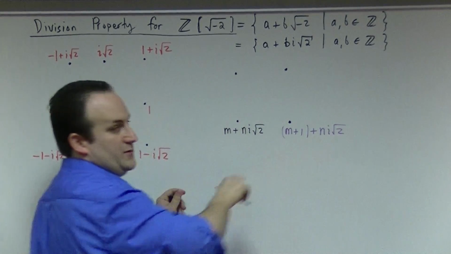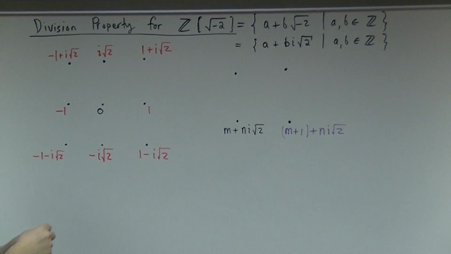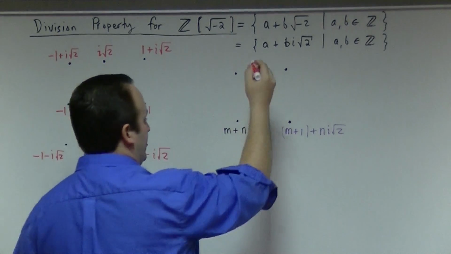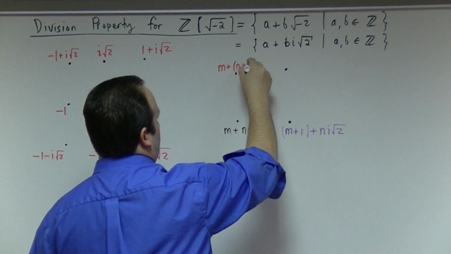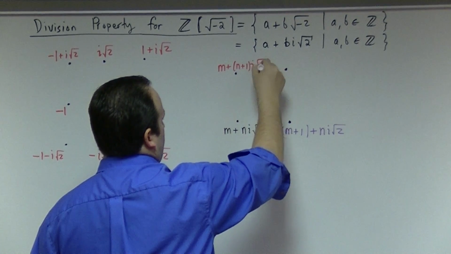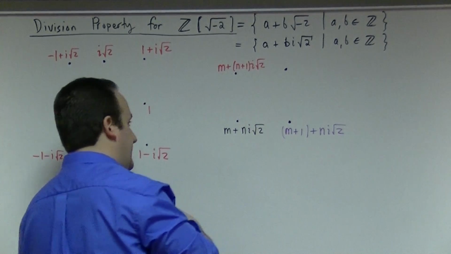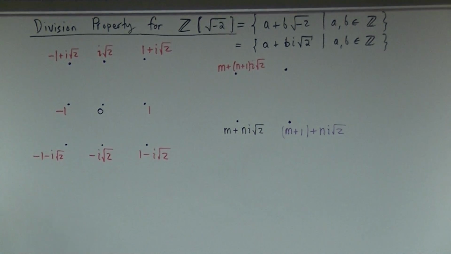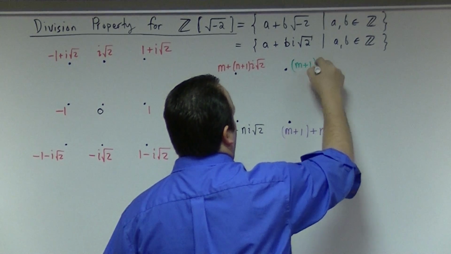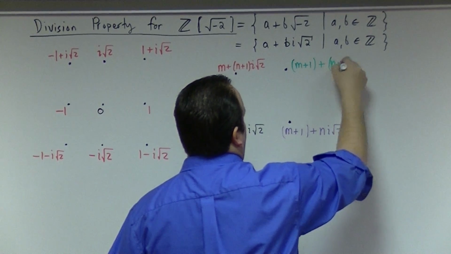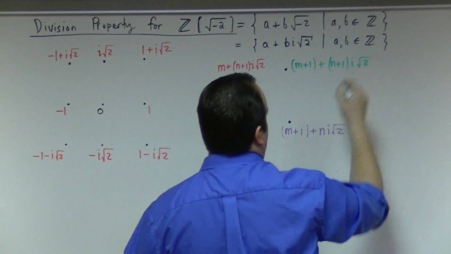So you just shift 1 over in the real part. On the flip side, to go vertical, you shift 1 up in the imaginary part, right? So this is m plus (n plus 1) i root 2. And then finally, for the upper right-hand corner, you shift the imaginary coefficient and the real coefficient both by 1 unit, right? So you get m plus 1 plus (n plus 1) i root 2, right?